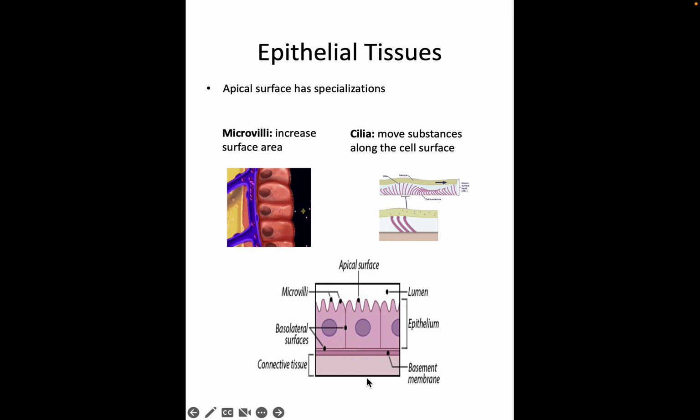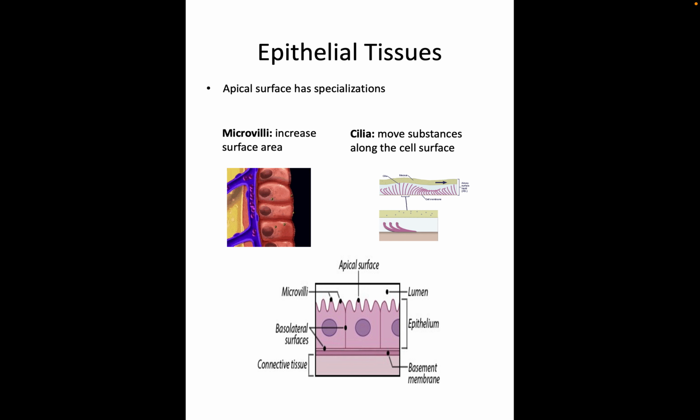We mentioned that on the apical surface, sometimes you can have what are called specializations, and these are going to be things like microvilli and cilia. First, microvilli increase the surface area. If you look at this cell here, instead of just having a straight, flat apical surface, it has these large ridges and convolutions. These are called microvilli, and they increase the surface area of the cell. We'll see what increasing the surface area is useful for in just a second. I'll ask you a question about it.